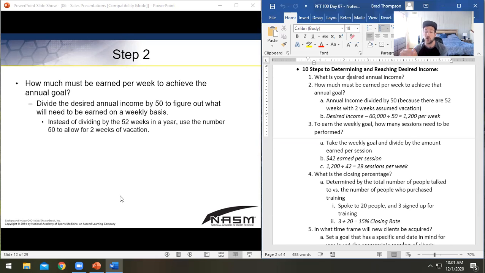So once you ask yourself that, then you need to divide that into how much you want to earn per week. So that's question 2. How much money do you need to earn per week in order to achieve that goal? So divide your annual income by 50. Now, again, there's 52 weeks in a year, but we just assume that you're going to take a 2-week vacation at some point, right? Which everyone should want to do.